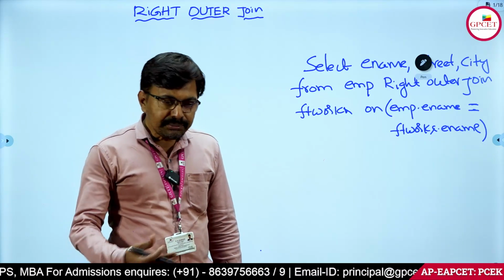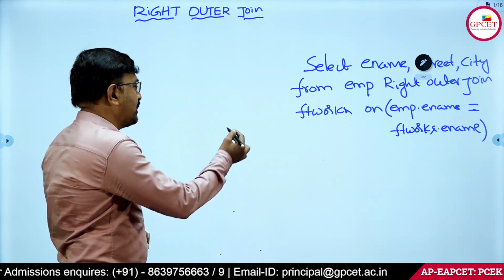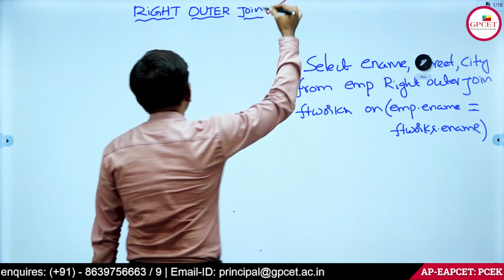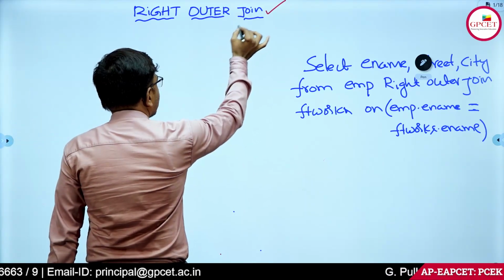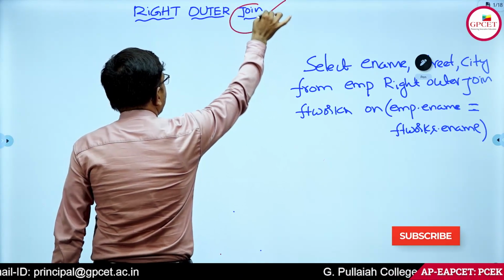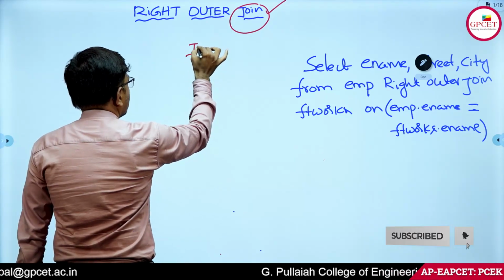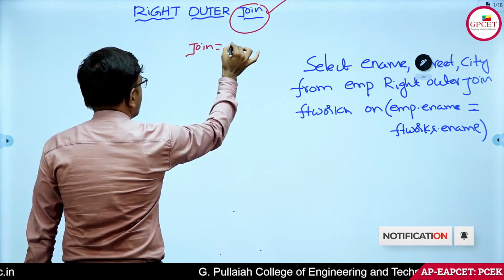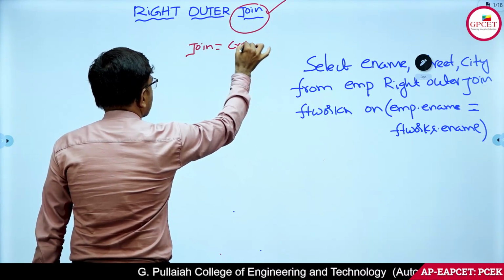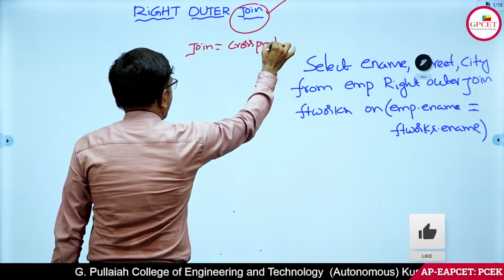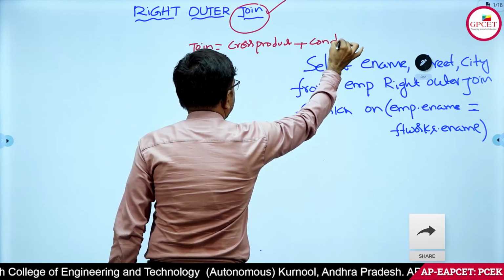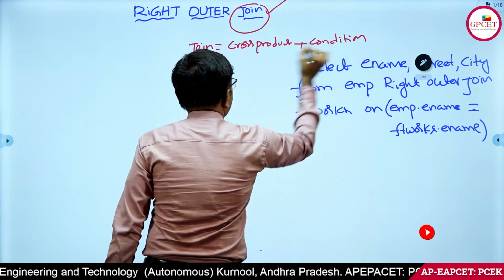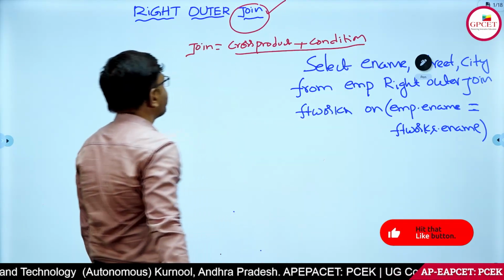What is meant by right outer join? In this class, we will discuss the right outer join. Before going to the right outer join, keep in mind what a join is: a join is equal to cross product plus condition.